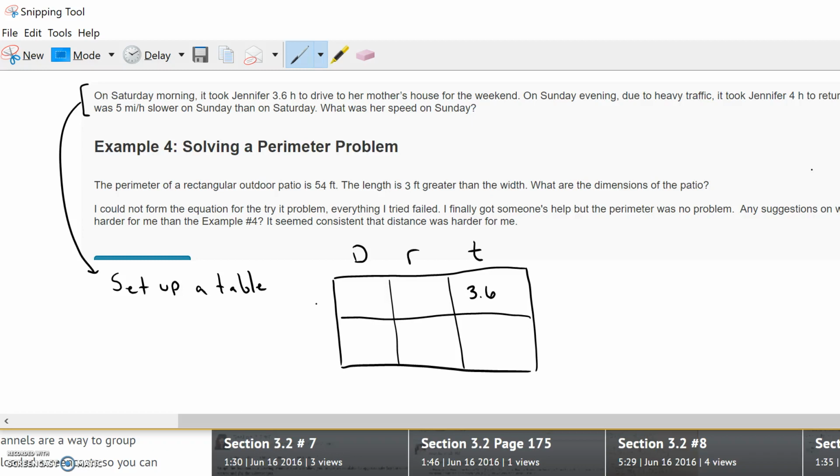So I thought I'd do this in a video so that you could see the process for how I set this up. So always good to set up a table whenever you're dealing with distance problems, and the formula that you want to use is distance is equal to rate times time. That's the one that's going to help us to build a set of equations here to solve.